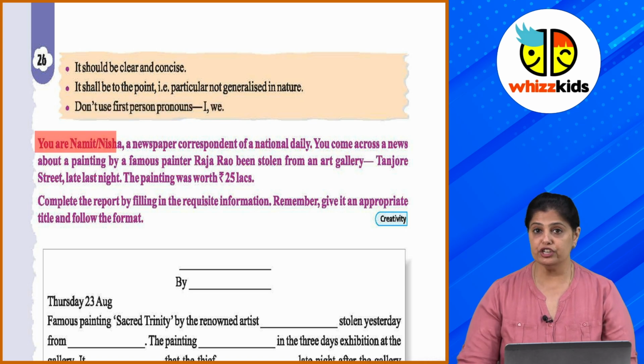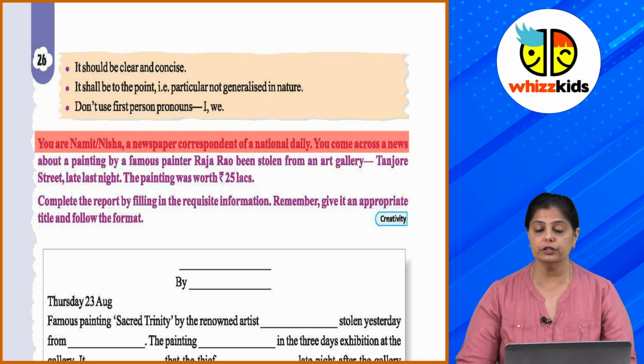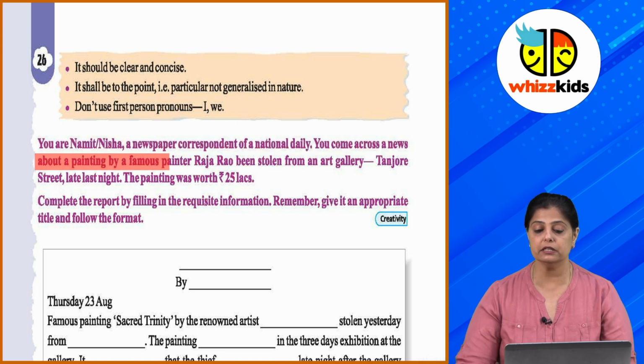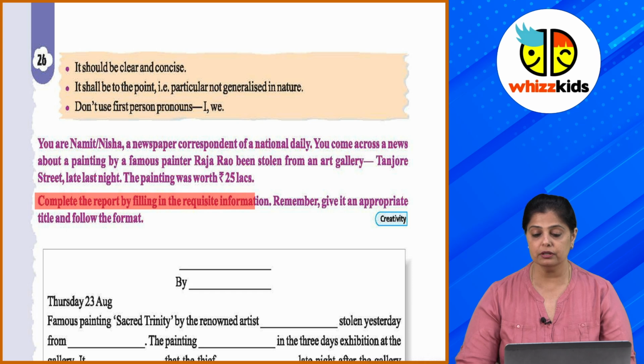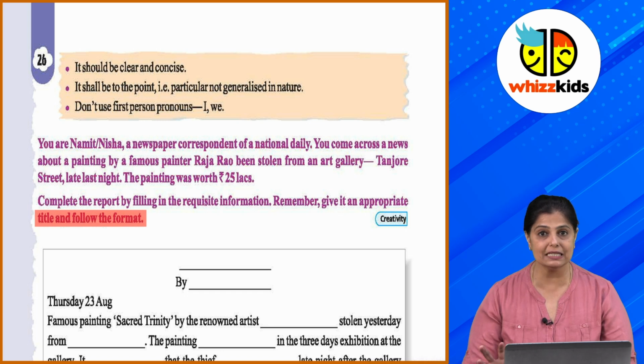So you are Namit or Nisha, a newspaper correspondent of a national daily. You come across a news about a painting by a famous painter Raja Rao being stolen from an art gallery, Tanjore Street, late last night. The painting was worth 25 lakh rupees. Complete the report by filling in the requisite information. Remember, give it an appropriate title and follow the format. Okay, so आपके पास ये gist दिया हुआ है, format mention किया है, आपको एक news report ready करना है.